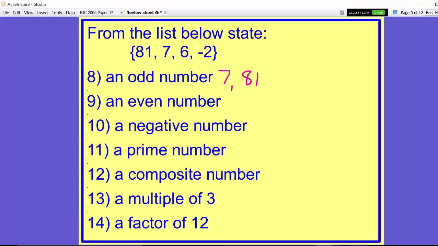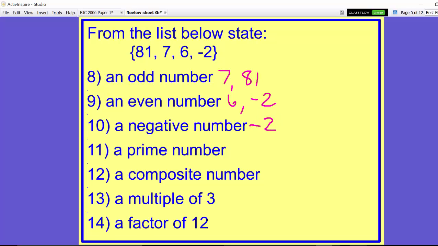Number 9, an even number. That could be 6, or it could be -2. Just because the number is negative doesn't mean it's not even. Number 10, a negative number. There's only one answer there, and that's -2.